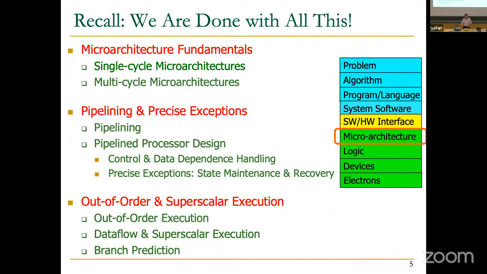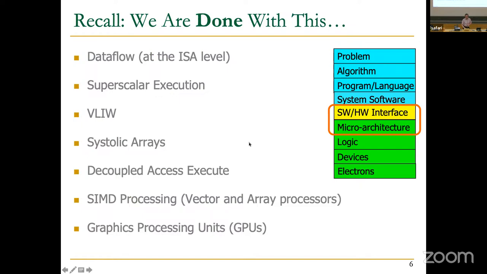So just to make you proud a little bit, these are some slides that I used earlier. We were done with this, right? This is at the end of branch prediction lectures. We basically covered a bunch of microarchitecture, pipelining, precise exceptions, out of order and superscalar execution. So these were more microarchitecture parts, although we touched the hardware software interface as well. And then we covered a lot of paradigms, execution paradigms, if you remember. These were microarchitecture as well as software hardware interface, ISA, and some compilers too.